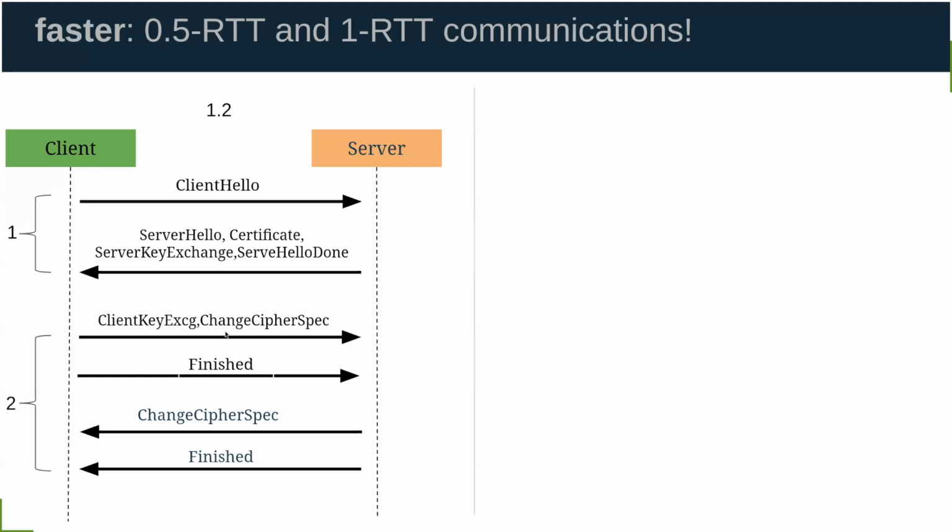Then the client needs to send its own public key again. So the client sends client key exchange, change cipher spec, and finished. And then the server needs to reply back again. And just now you can start to exchange data between the client and the server.